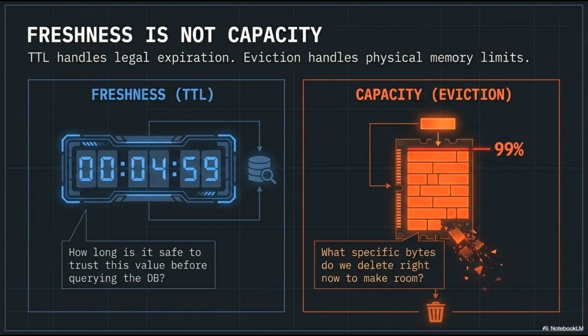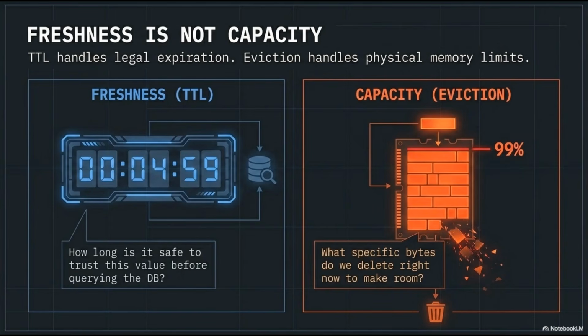TTL dictates freshness. It answers the question, how long is it safe to trust this cached value before we are legally or logically obligated to query the database again? Right, because data gets stale. Exactly. But eviction dictates capacity. Eviction answers the question, the server's RAM just hit 99%. What specific bytes do we delete right now to make room for an incoming write?